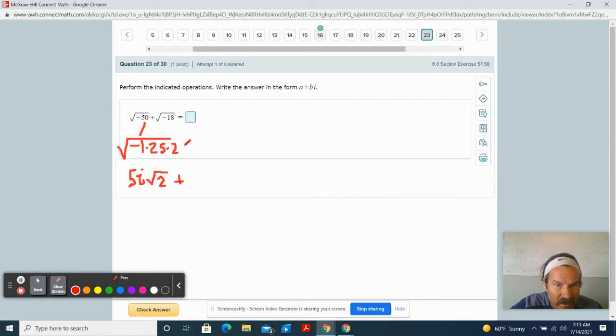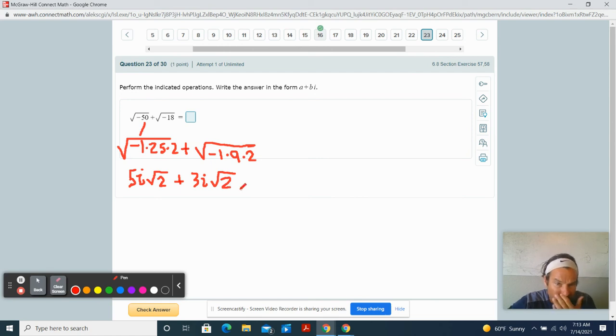Now 18. So I'm going to add. This is 18 or negative 18. So -1. 18 is a 9 times a 2. I don't want to say 3 times 6 because I can't take the square root of either one of those, but I can take the square root of -1, so that's the i. I can take the square root of 9, that's a 3. And I have left the square root of 2.